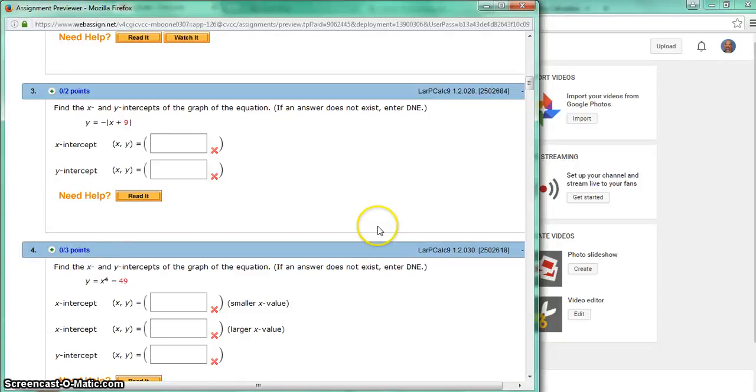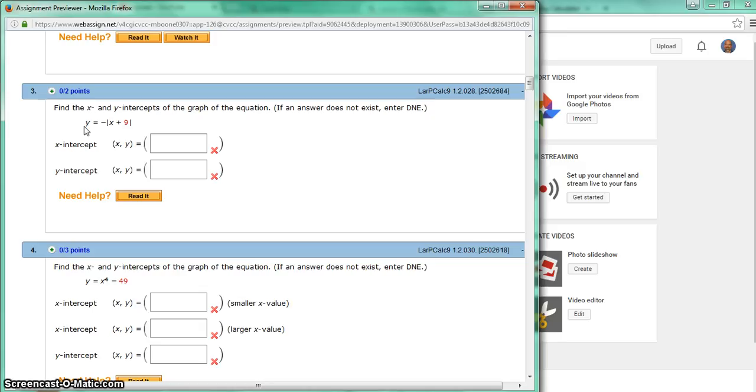All right, in Chapter 1, Section 2, I found a few questions that were intriguing. Number 3: find the x and y intercepts of the graph of the equation. If there is none, then type in does not exist. On an equation like this, if we're doing this algebraically to find the x-intercepts, we would set y equal to 0.